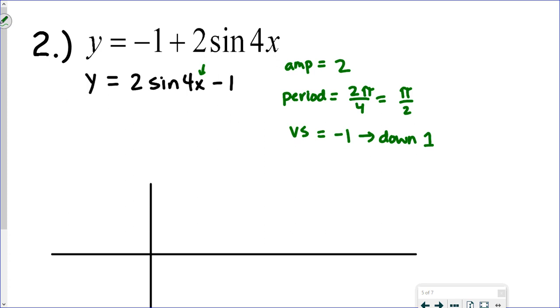Okay, so just like the one I did before, I'm going to go ahead and graph the parent, like with the amplitude and period that's given here, and then I will shift everything down 1. Okay, so doing the period here, remember we break it into 4 pieces. So I'm going to divide this pi over 2 by 4. So pi over 2 divided by 4 is pi over 2 times 1/4. So pi over 8.